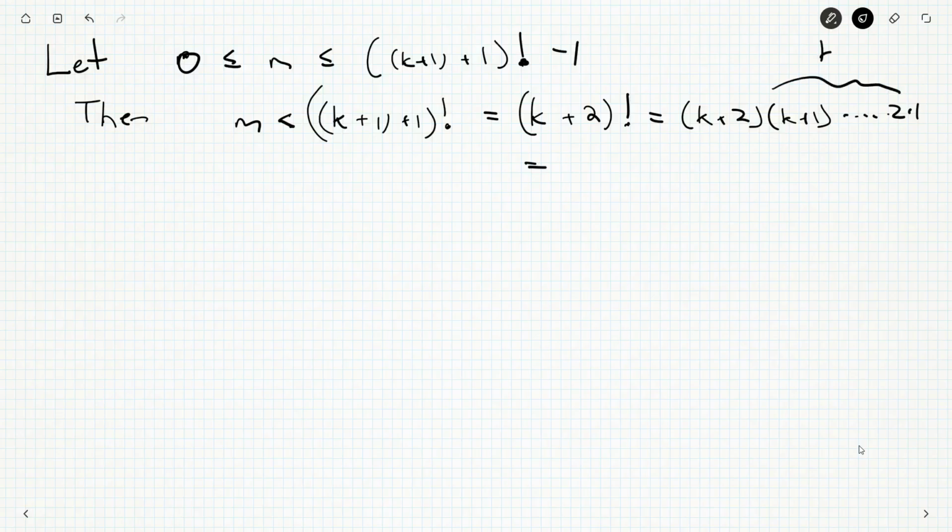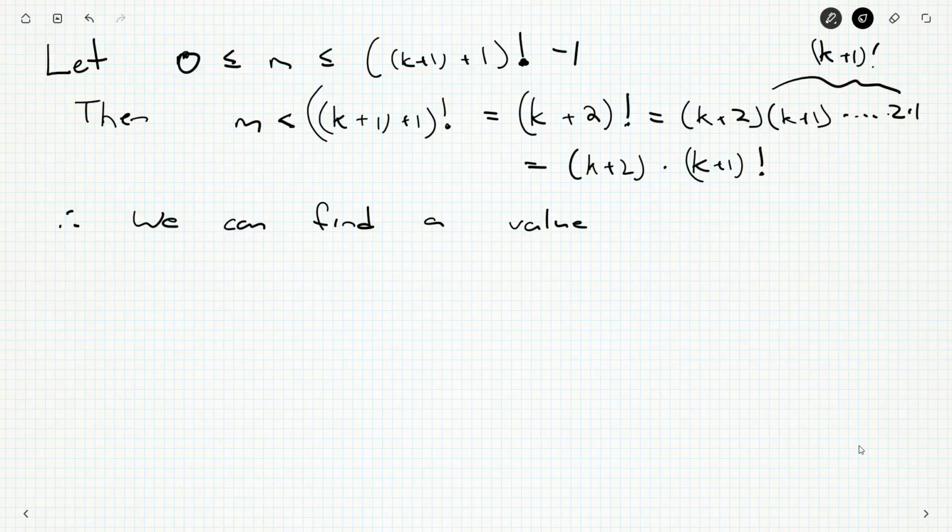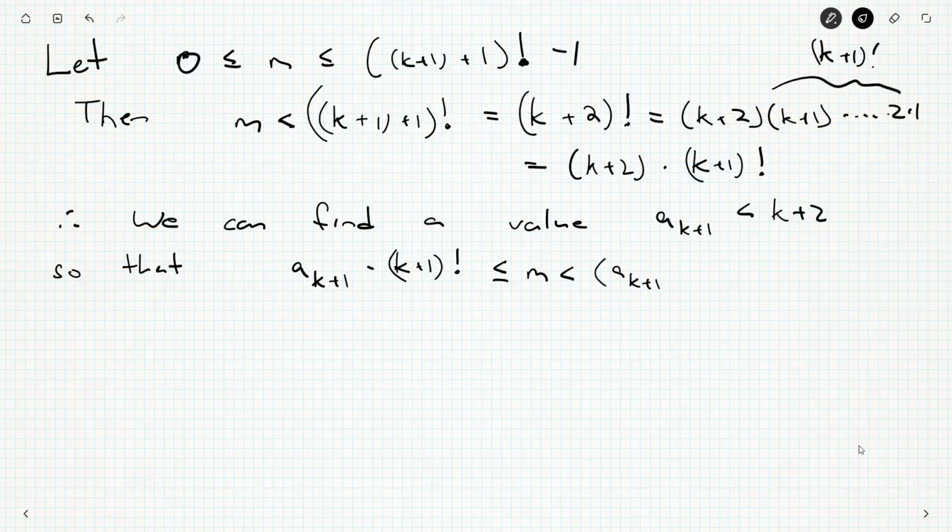But notice this part here is just k plus 1 factorial. That's the definition of it. So it's k plus 2 times k plus 1 factorial. Okay. So m is less than this value. So we can find a value, let's call it a k plus 1, which is less than k plus 2. So that m is between ak plus 1 times k plus 1 factorial and then ak plus 1 times k plus 1 factorial.